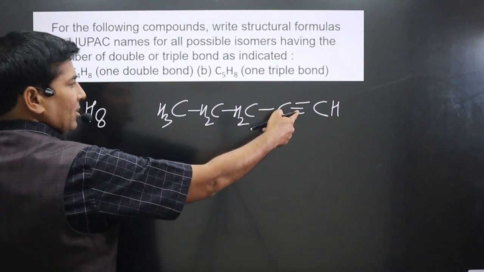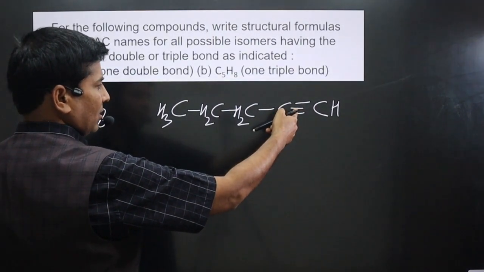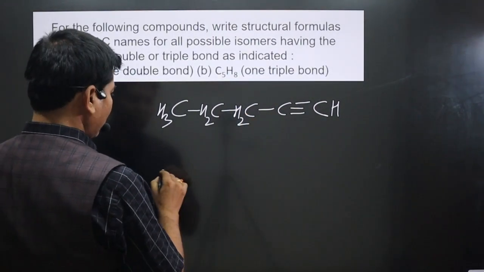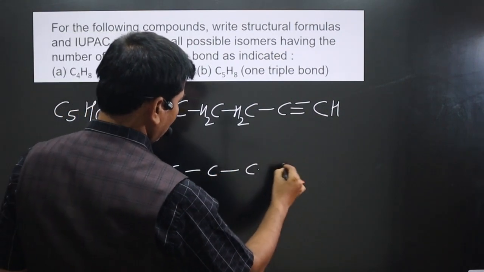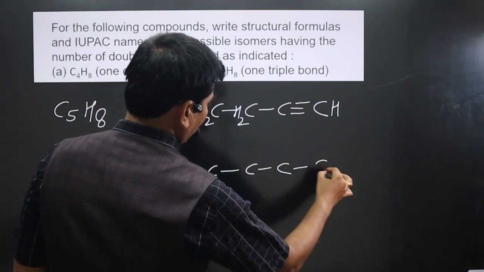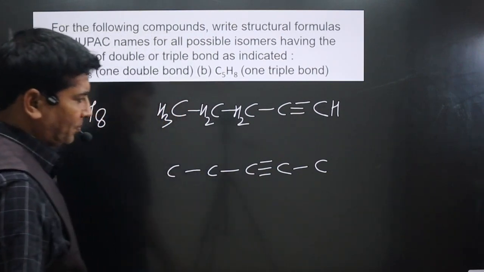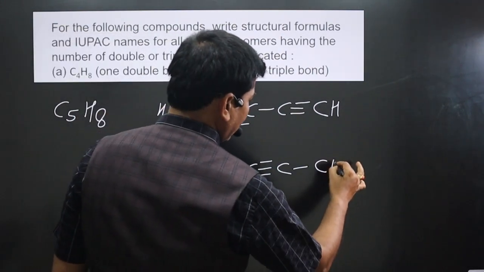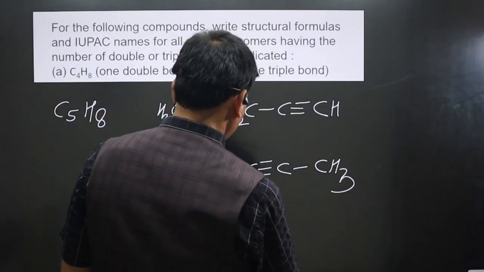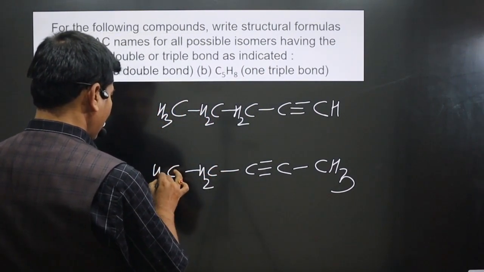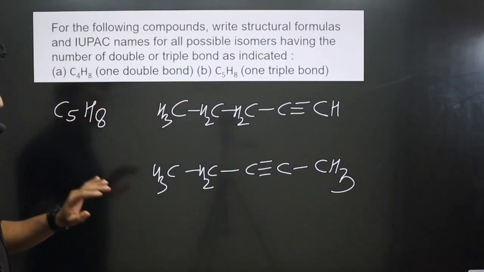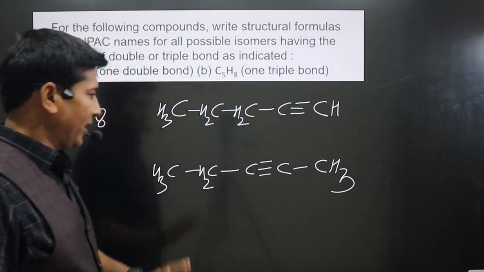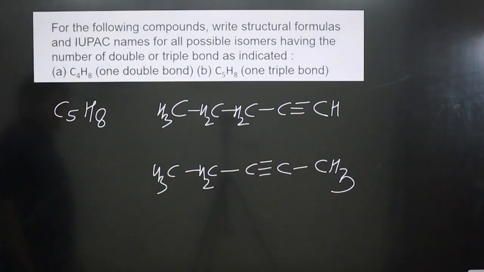Then I shift this triple bond to the second carbon. Then we have C, C, C, C, 4 carbons, and the 5th carbon, with the triple bond mentioned here. Satisfy the valency of carbon: CH3 is there, then CH2, and H3 is there. Total number of hydrogen is 8: 3 plus 3 plus 2, 8.